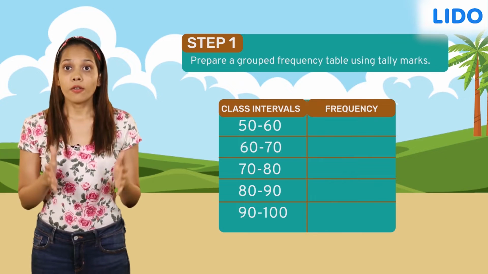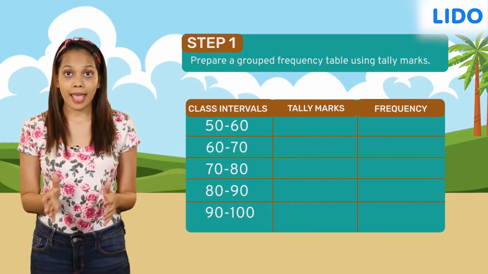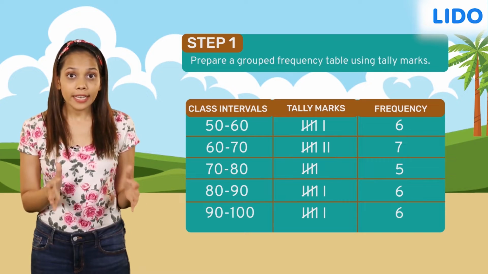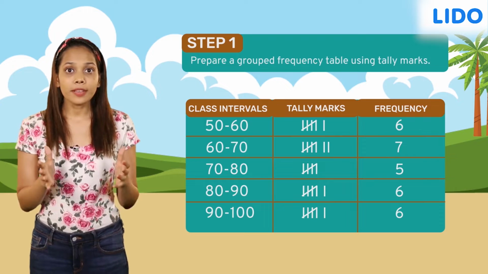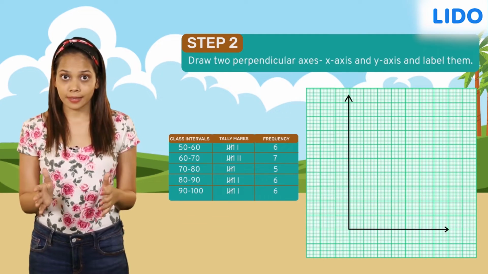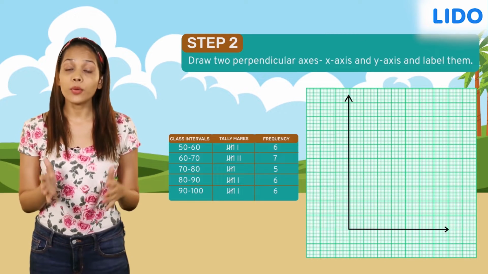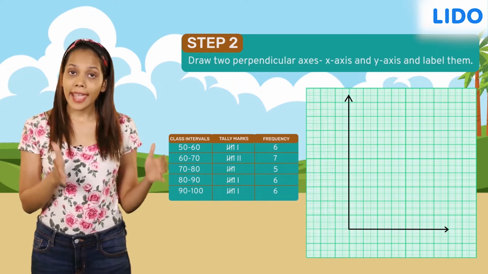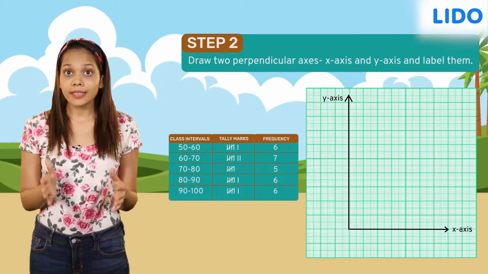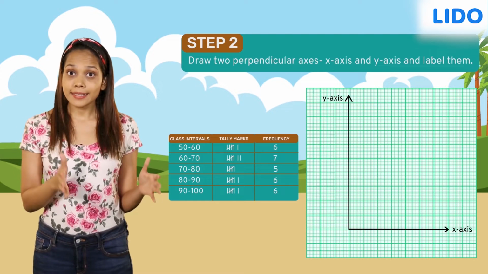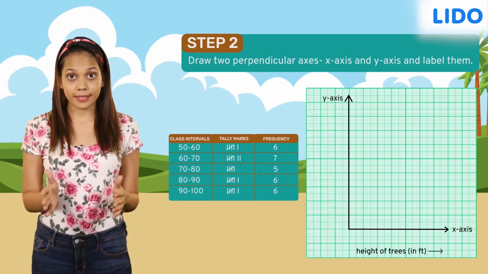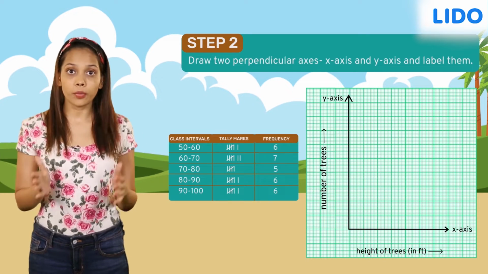To get the values for this column, we use tally marks and count our observations. The tally counts give the frequency of each class interval. Now that we have the table ready, our next step is to draw two perpendicular axes, one horizontal and one vertical, referred to as X and Y axes respectively. We label these axes as the items represented by them. The X-axis will represent the height of trees, while the Y-axis will represent the number of trees or the frequency.